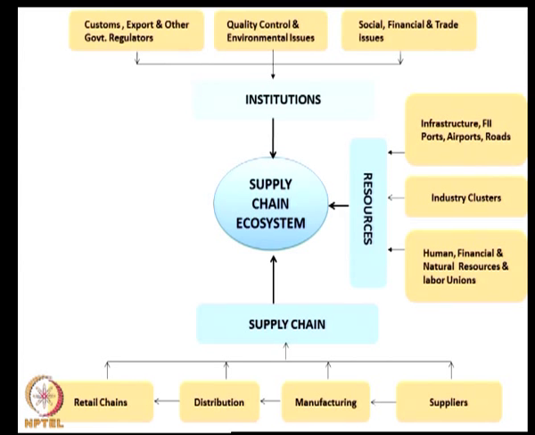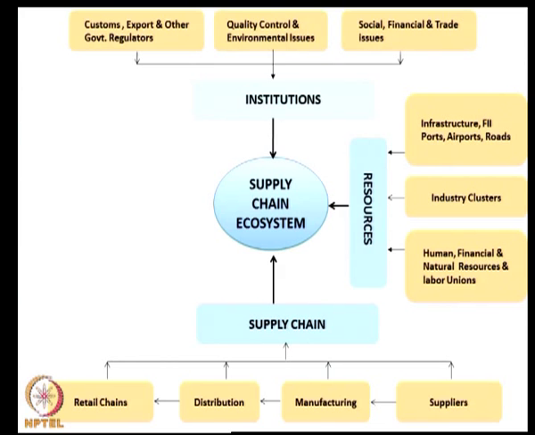And industry clusters. Industry clusters mean that if you're sourcing a particular component, there may be a cluster available. For example, there are auto clusters in Pune, auto clusters in Gurgaon, auto clusters in Chennai. These kinds of clusters help the supply chain owners source from them, because everything they need is available at one place. Clusters also create labor knowledge and labor productivity.